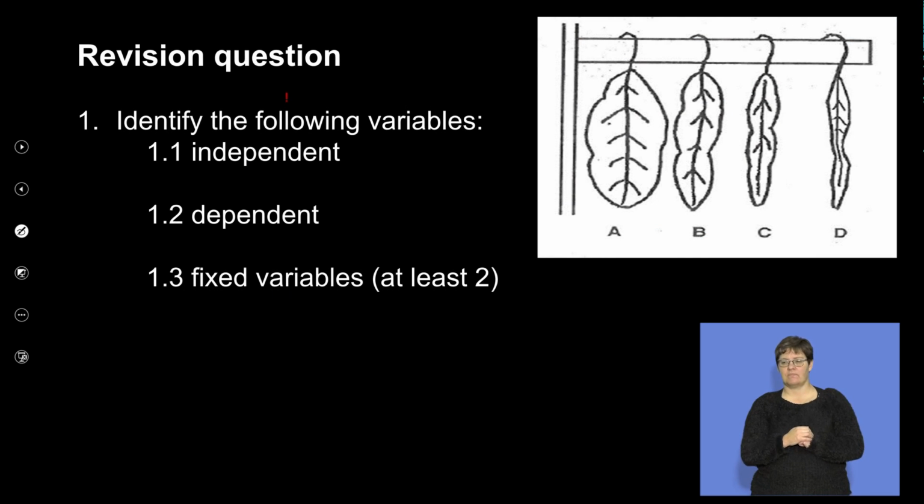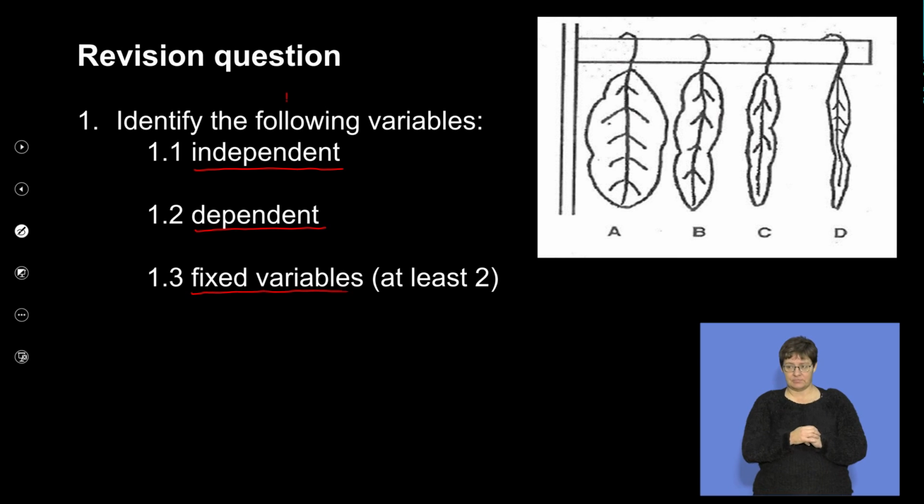So let's have a look at the types of questions that could be asked. First of all, in this experiment, what are your variables? What is your independent variable? And remember, that's the variable that you are changing. What is the dependent variable? And that is what you are measuring.